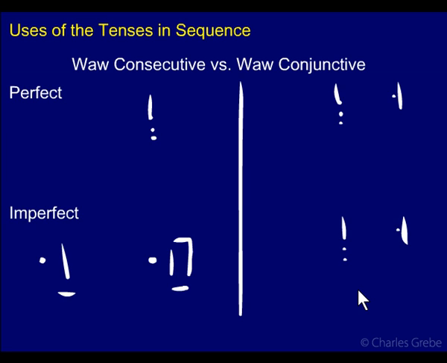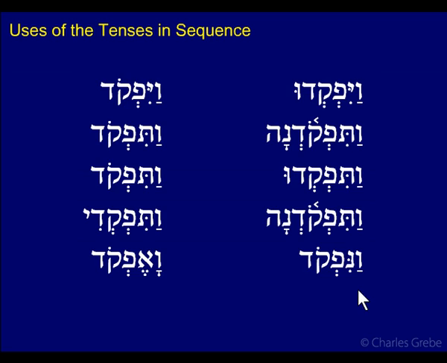Okay, I think I have a chart here. Here is the imperfect plus Vav consecutive, the one with the three parts to it. In fact, I'll just go right to this one. So here I've highlighted them.